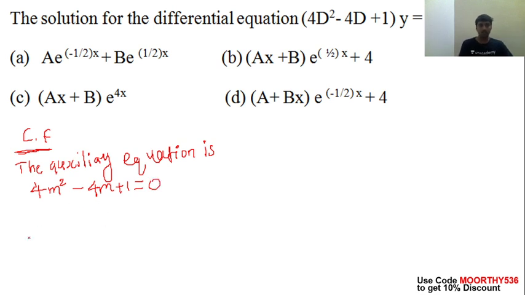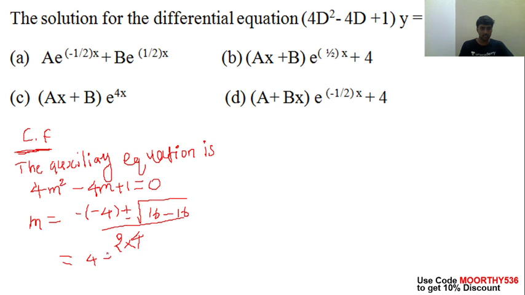So this is the condition. From this, we have to identify the root values. We know that m = (−b ± √(b² − 4ac)) / 2a. Here b² = (−4)² = 16, minus 4 times 4 times 1 is 16, so the square root is 0. So m = (−(−4) ± 0) / (2 × 4) = 4/8. For a second order differential equation, there are two root values. So m1 = m2 = 1/2.